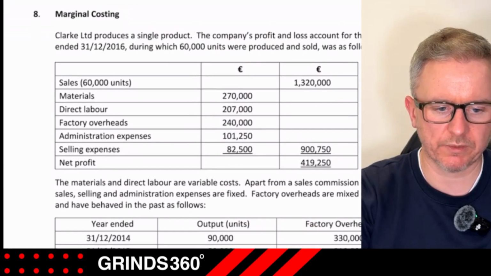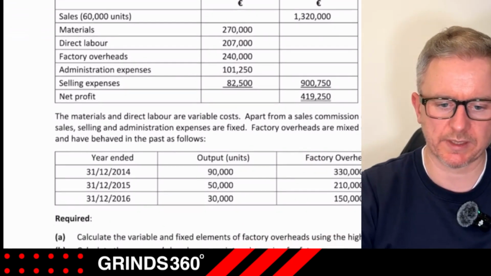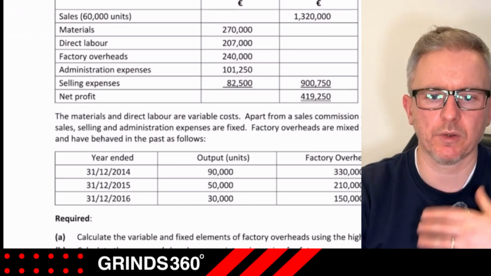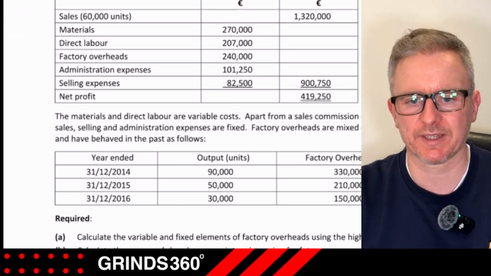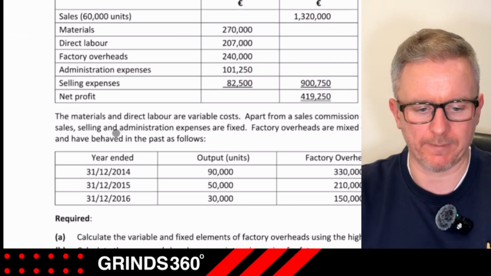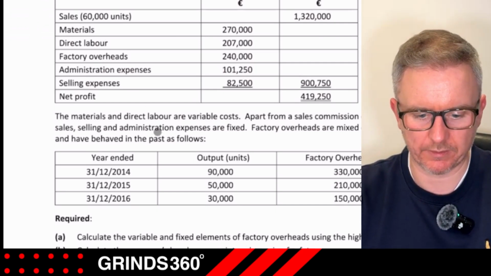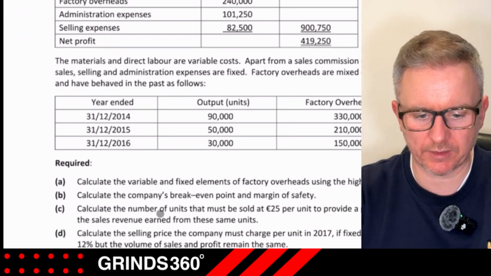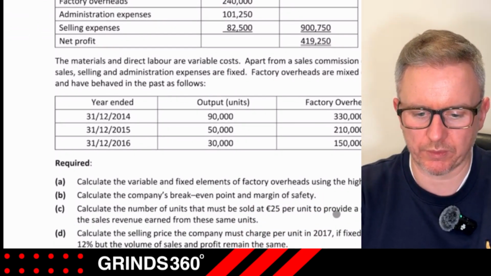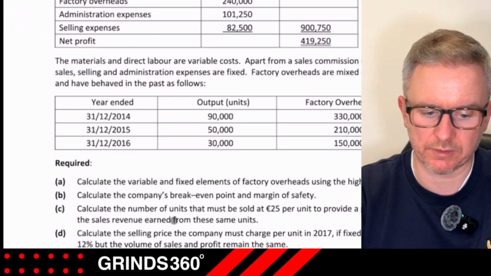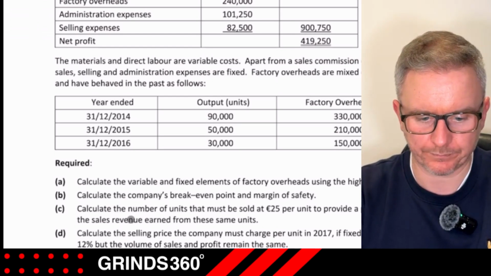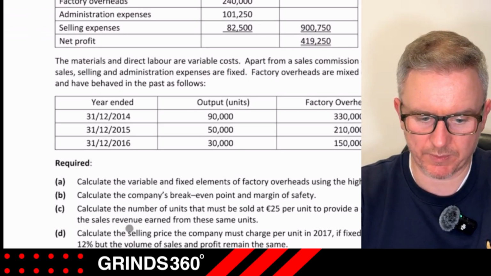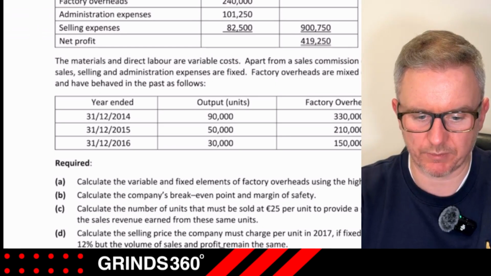So if we were to look here at the 2017, again, look what they did. They asked you to use the high-low method, but we know that that's becoming something, okay? We know that that's more than likely going to be there where we have to split the factory overhead, and that's fine, we can do that. But let's look at what style of question they asked you then in this one. Calculate the number of units that must be sold at €25 per unit to provide a profit. So the exact same style of question, and then here, calculate the selling price the company must charge per unit if fixed costs increase by 12%, but the volume of sales and profit remain the same.